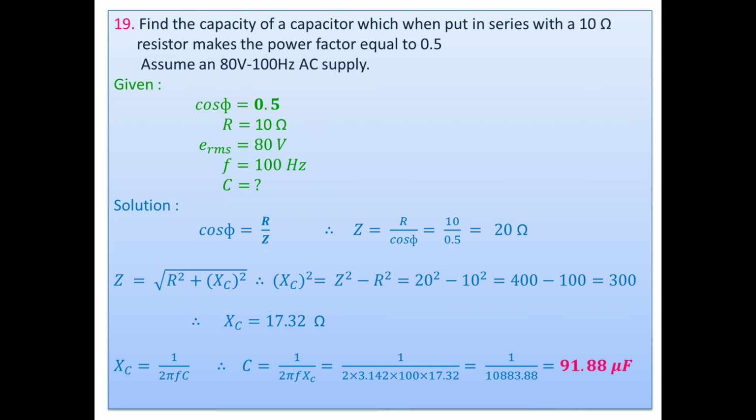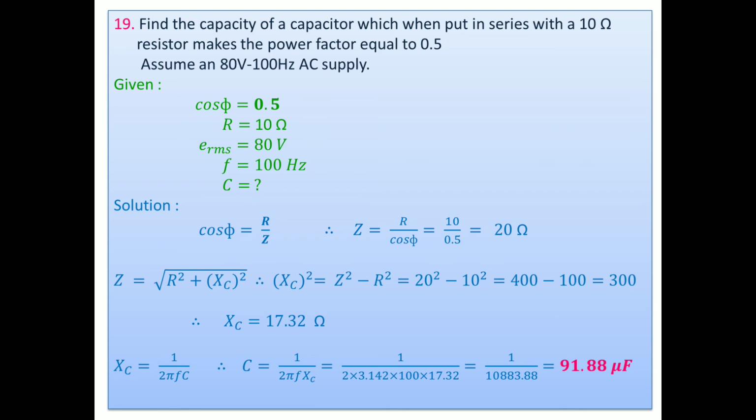Thereafter, numerical number 19. Find the capacity of the capacitance which when put in series with 10 ohm resistance makes the power factor equal to 0.5. Actually, it is beyond the scope of your syllabus, but still I am taking it. R is taken 10 ohm, ERMS is 80 volt, frequency is 100 hertz. Cos phi equal to R upon Z, so Z equal to R upon cos phi. Cos phi is 0.5, R is 10, then we get 20 ohm.